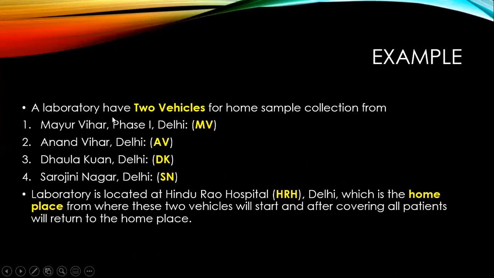This is an example of a clinical laboratory which sends vehicles for home sample collection. The clinical laboratory has two vehicles for home sample collection and needs to collect samples from these cities of New Delhi, India. The laboratory is located at this location, which is the home place or depot from where these vehicles will start, and after covering all patients will return to the depot.